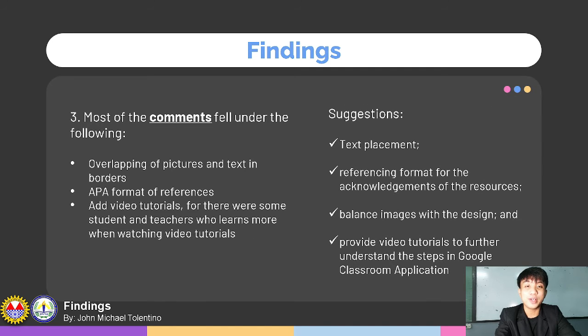Most of the comments fell under the following: overlapping of pictures and text in borders, where there were images and text that overlap the borders of the pages, which lessen the visibility of some text and create unbalanced image placement. APA format of references, where there were references that are just put at the end of the manuals directly without the APA format. And add video tutorials, where there were some students and teachers who learn more when watching video tutorials.